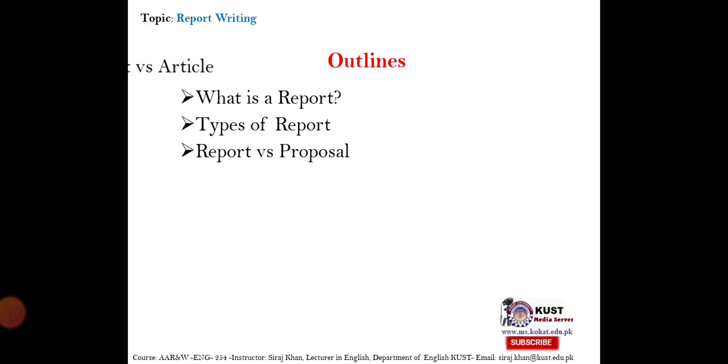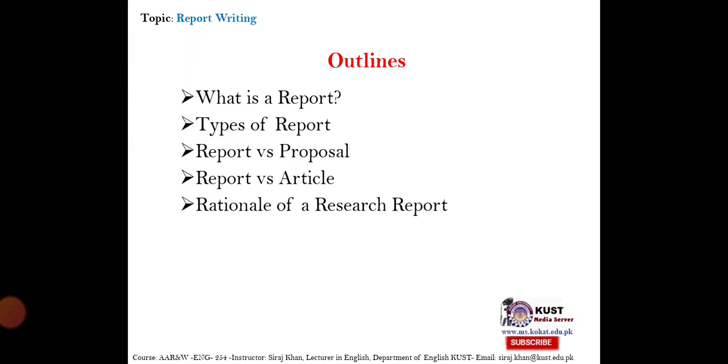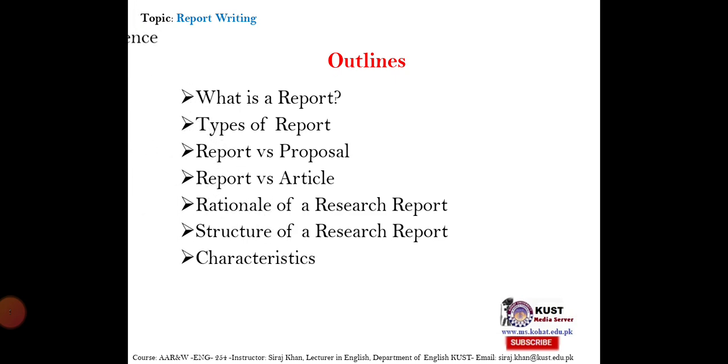The outlines are, first of all, what is a report, its types, the difference between a report and proposal, the difference between a report and article, rationale of a research report, structure of a report, its characteristics, and the key competence.